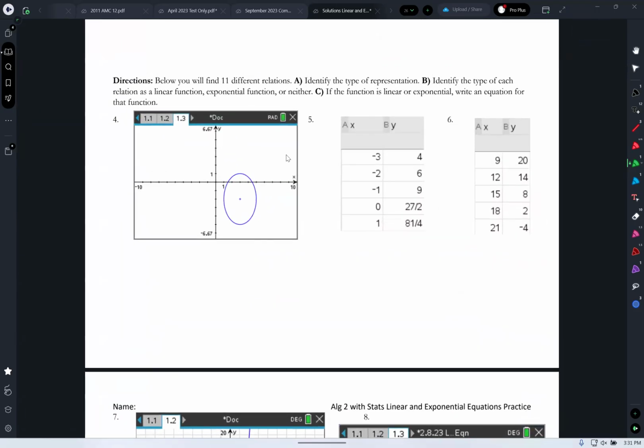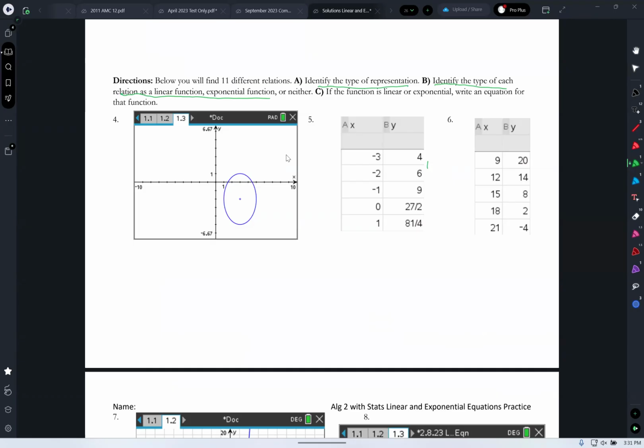The very first thing you need to always do if you're going to try to write an equation is, using the type of representation, identify the type of relation as linear or exponential, because then you can write out your equation. For instance, when I'm looking at number 5 and I'm looking at a table, I instantly am asking myself about rate of change. Tables reveal rate of change. I could also graph these points and it would show me a very similar story.